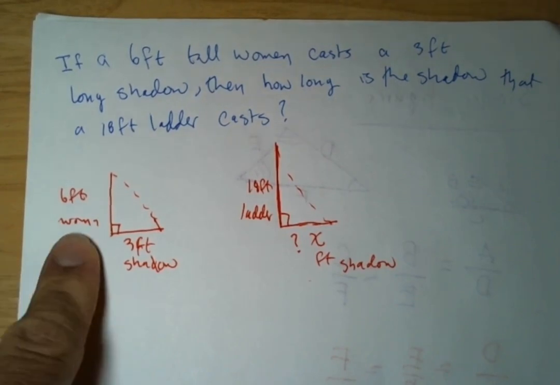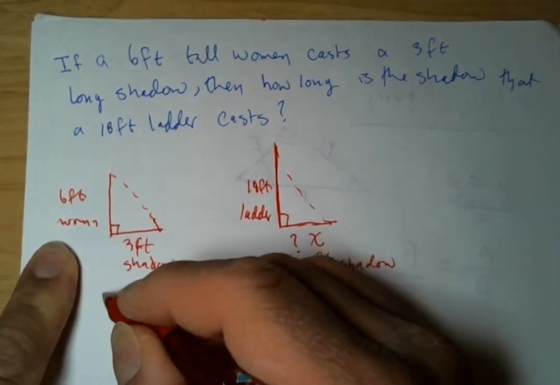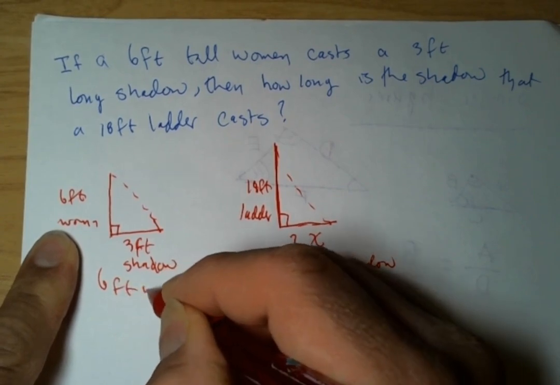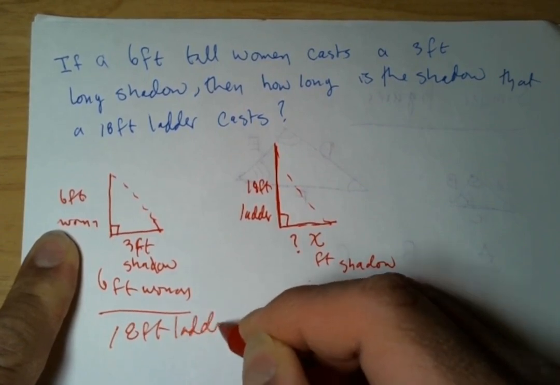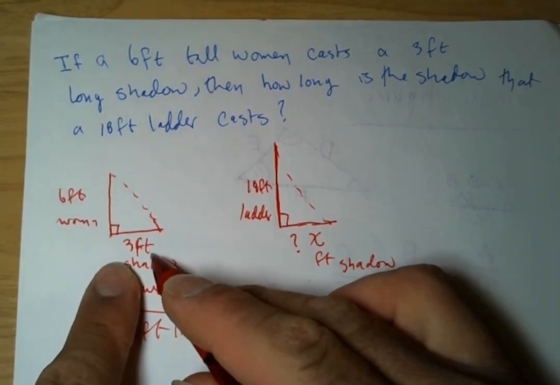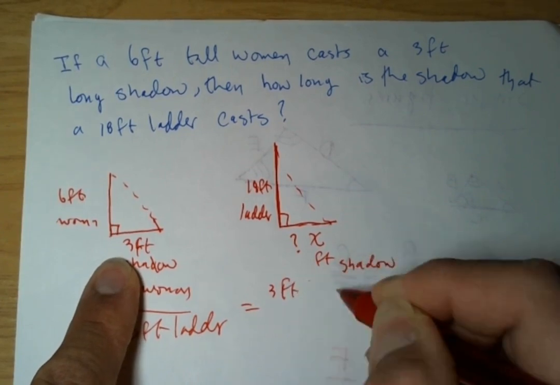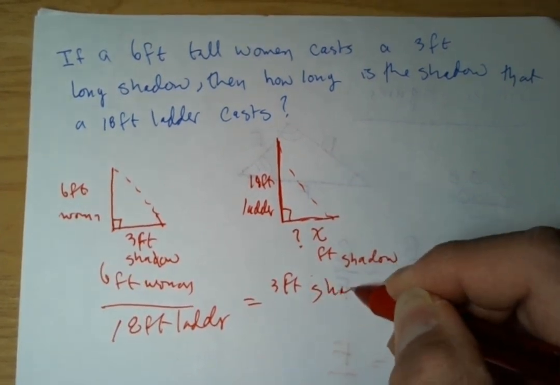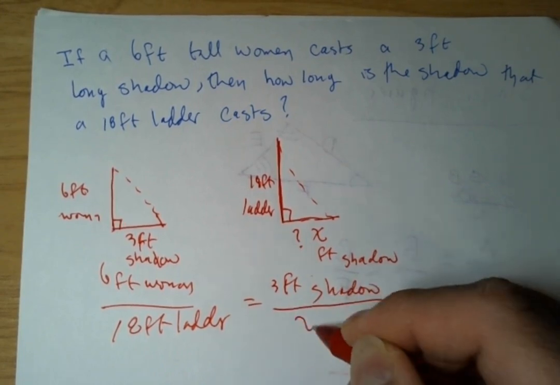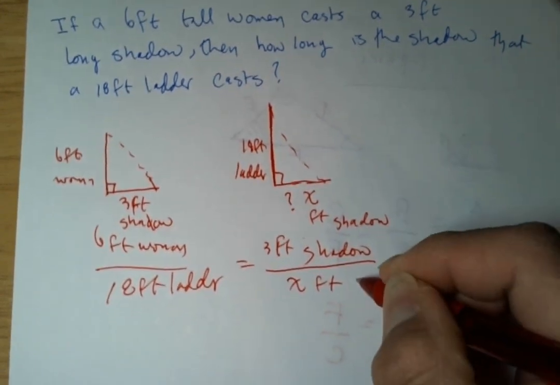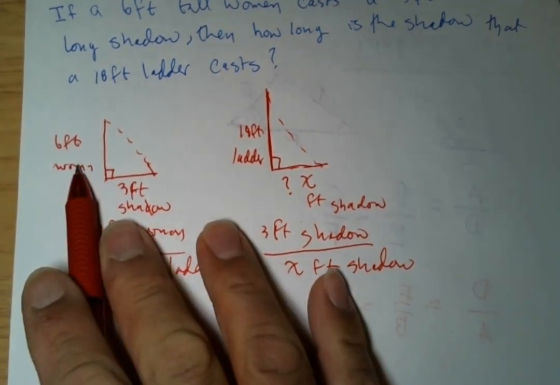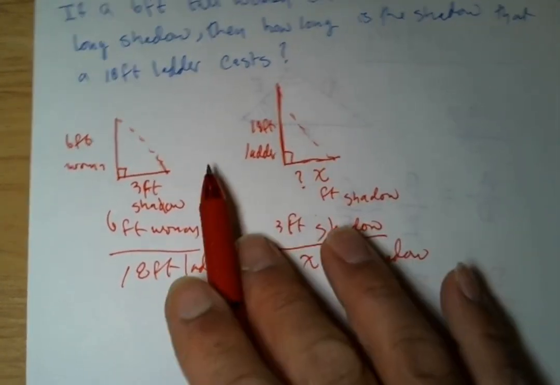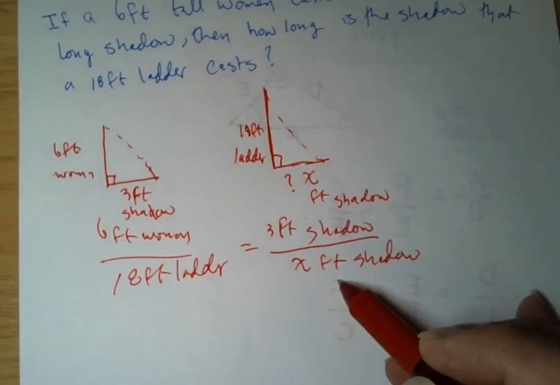So what we can do is write the ratios. 6-foot woman to 18-foot ladder will be equal to the corresponding part: 3-foot shadow to X-foot shadow, which I don't know. At this point, just make sure we see the corresponding parts: 6 and 18, and then 3 and X, which is unknown.